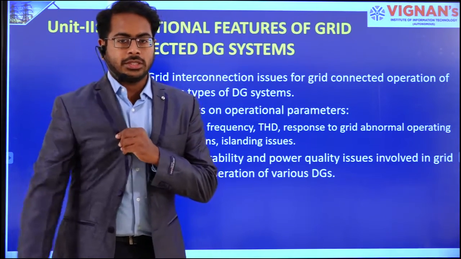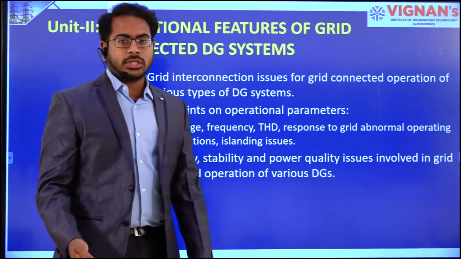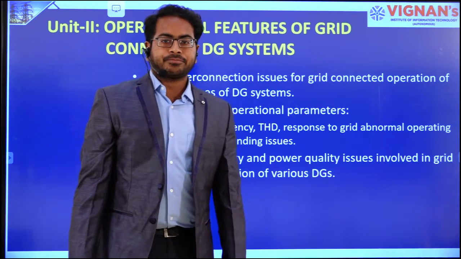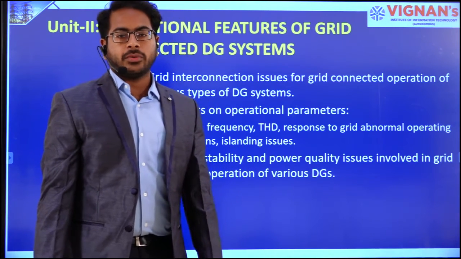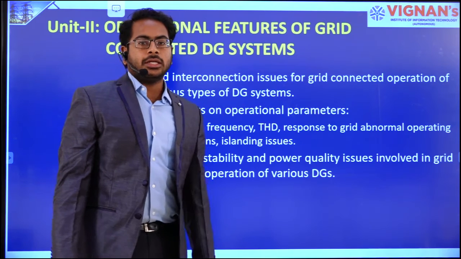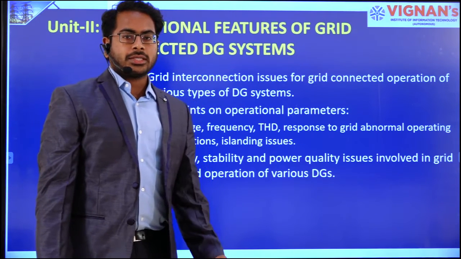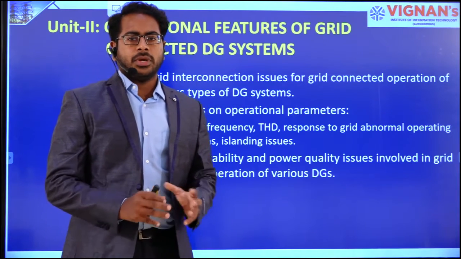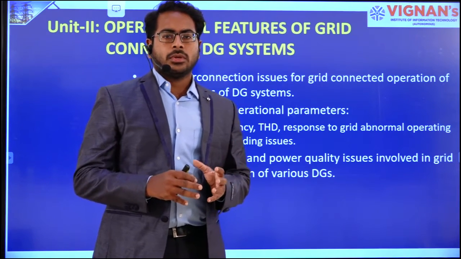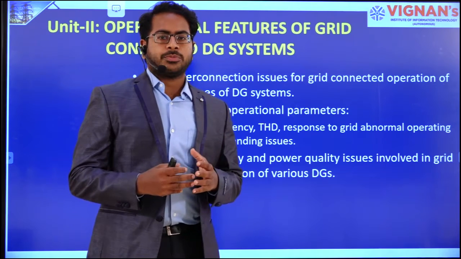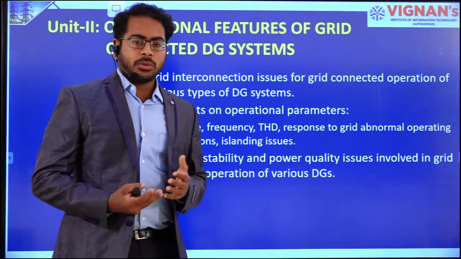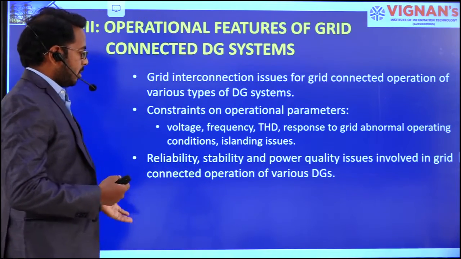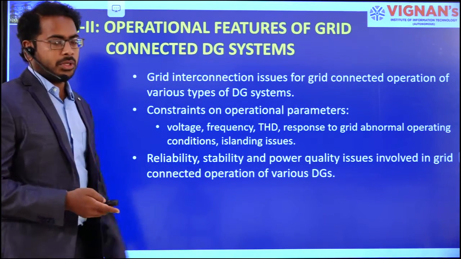of various DG systems. In unit number 1, we discussed what is a DG, what is DER, what are the different IEEE standards required when you are interconnecting the DGs to the grid, and what is islanding, what is anti-islanding, and what is grid code. All the basic requirements and what a DG is, we discussed in unit number 1. Now we are moving to somewhat more advanced topics. These are the few topics we are covering in unit number 2.